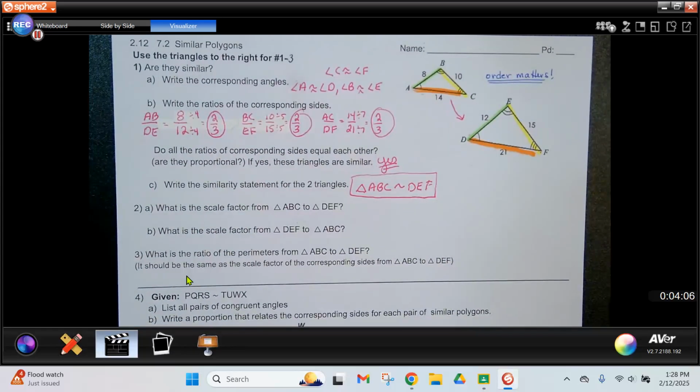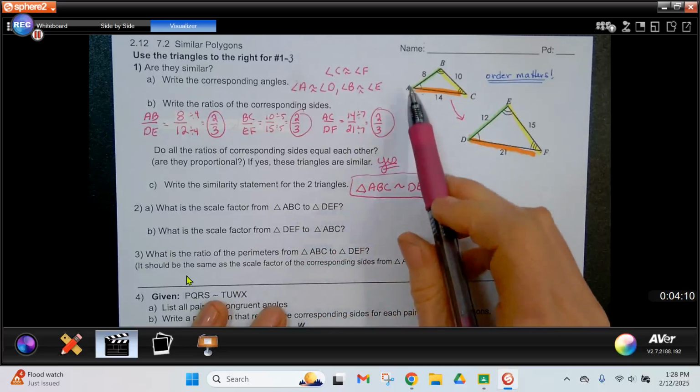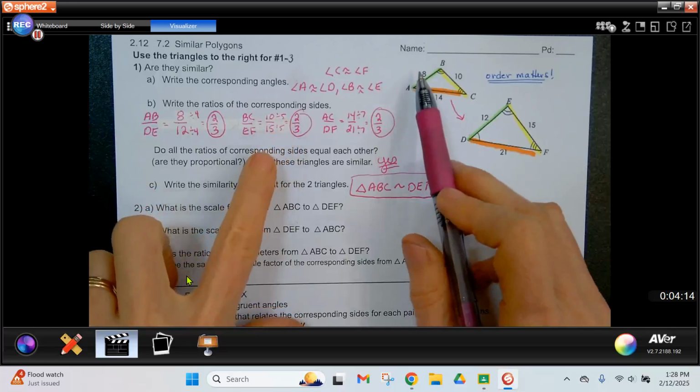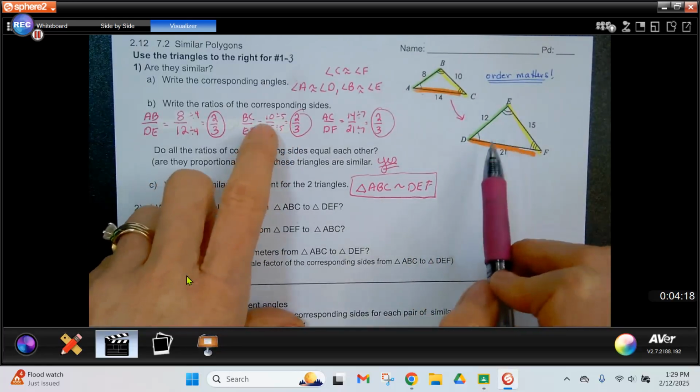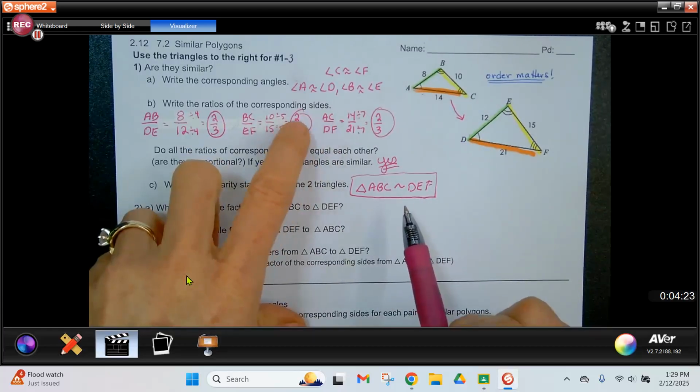What is the scale factor from this triangle ABC to DEF? So the small one to the big one, the scale factor. I can take any one of these corresponding sides. I could take 8 to 12, or 10 to 15, or 14 to 21, and use those to find the scale factor. It's 2/3.